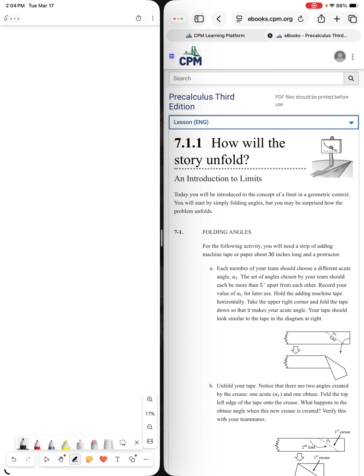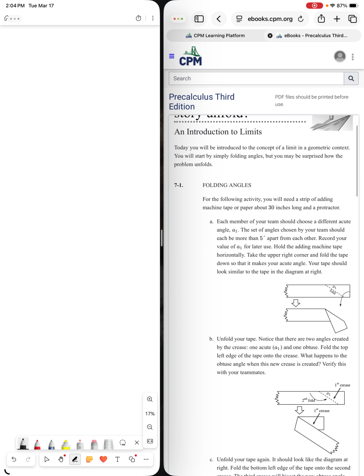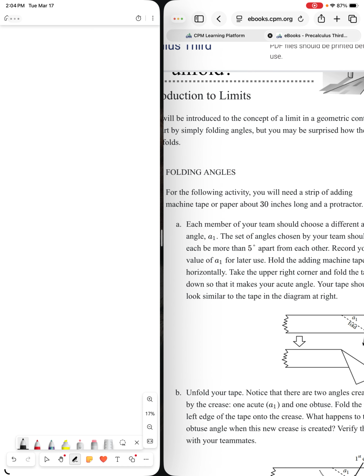So today we're going to introduce the concept of a limit using geometry, so do it in a geometric context. You will start by simply folding angles. Here's what you need. They say use adding machine paper. If you don't know what that is, you just need a strip of paper that's about 30 inches long.